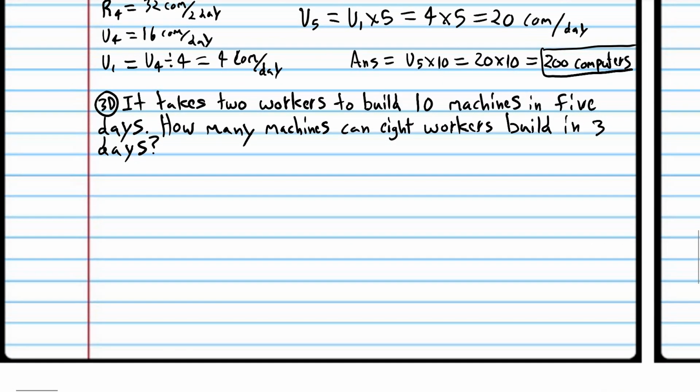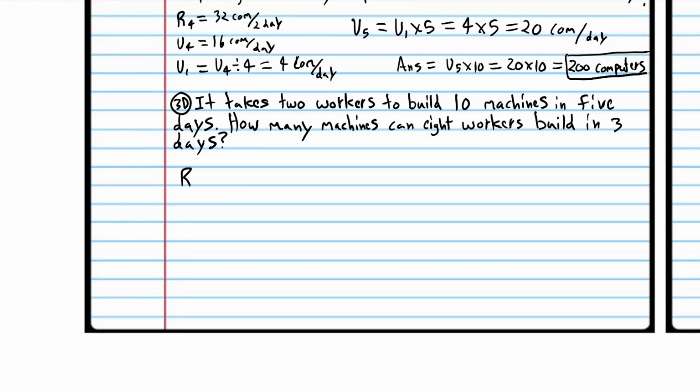All right, go ahead and try 3D, and when you come back, we'll do it together. Pause the video. All right, we're back. It takes 2 workers to build 10 machines in 5 days. How many machines can 8 workers build in 3 days?